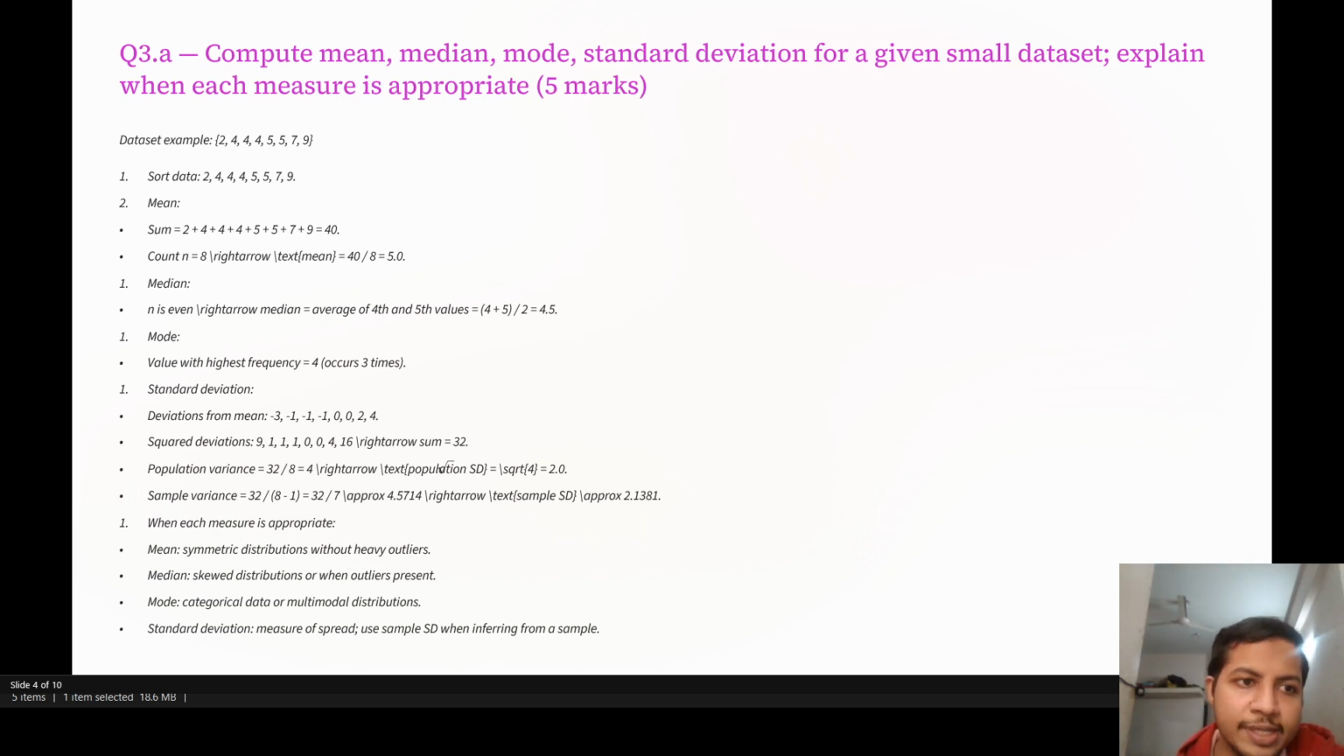So for example, given a data set: 2, 4, 4, 4, 5, 5, 7, 9. First, we sort the data in ascending order. Now, mean, we know that mean is the sum of all the values divided by the number of values.